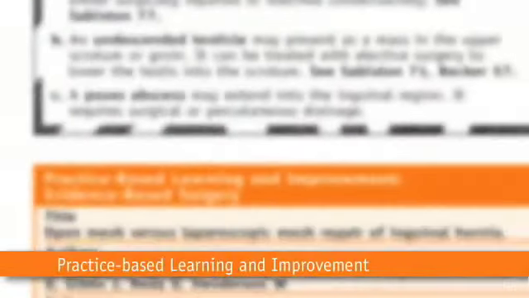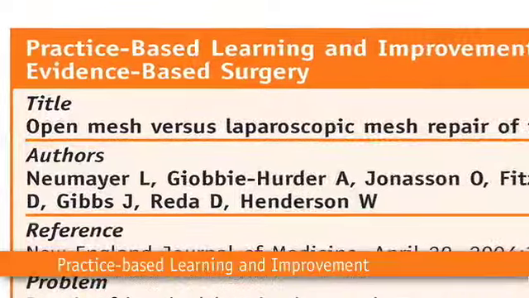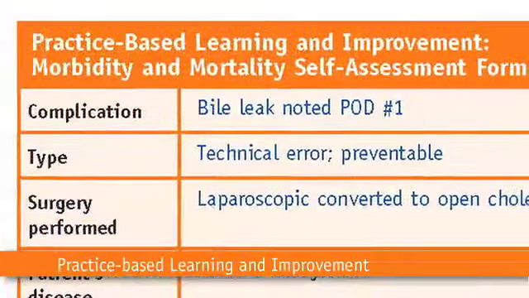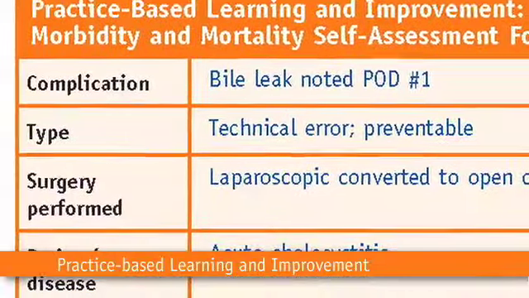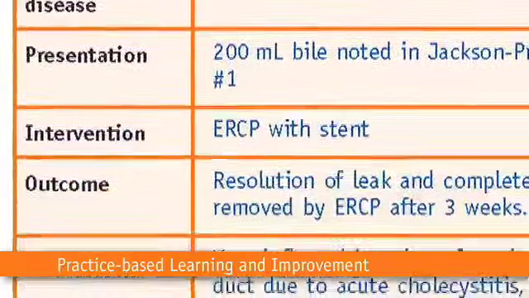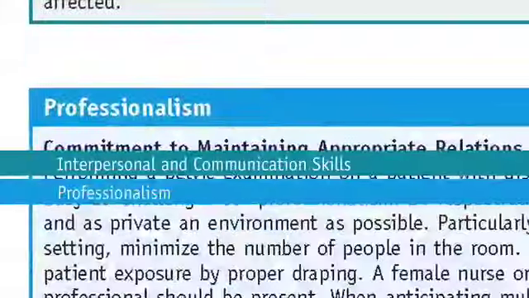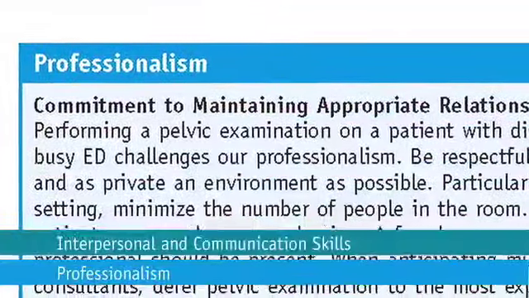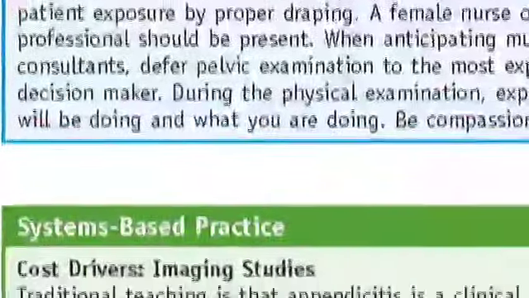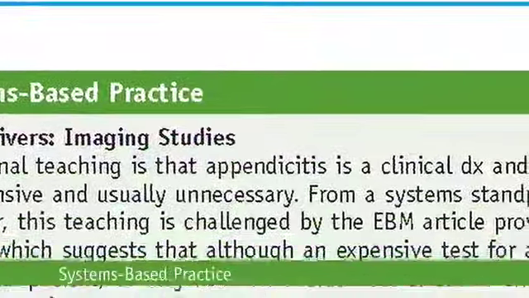The practice-based learning and improvement competency is demonstrated in 2 different ways. Some chapters demonstrate the importance of evidence-based surgery with classic examples from the surgical literature. In other chapters, the importance of improving one's practice by analysis of one's complications is modeled by examples of morbidity and mortality self-assessment forms completed by experienced surgeons. In each chapter, paragraphs on interpersonal and communication skills and professionalism discuss issues of professional behavior pertinent to the clinical context. And systems-based practice explores how each case fits within the larger context of the healthcare system.